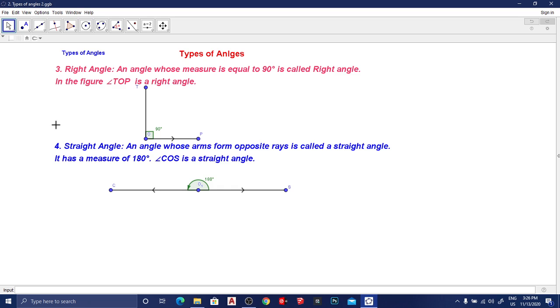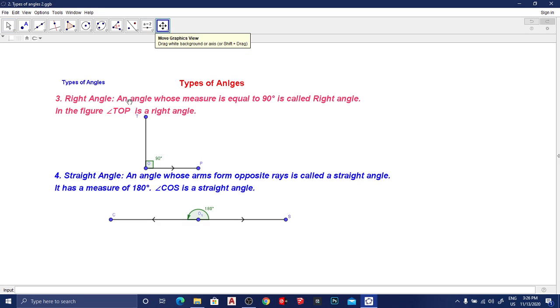Next, third type of angle is right angle. Fourth one is straight angle. Already I told you in the previous screen when I was explaining about the acute angle and obtuse angle. Okay, when the ray reaches exactly 90 degrees like this, it is called a right angle. An angle whose measure is exactly equal to 90 degrees is called a right angle. So this is the right angle. So in the figure, angle TOP is a right angle. So this is the right angle.